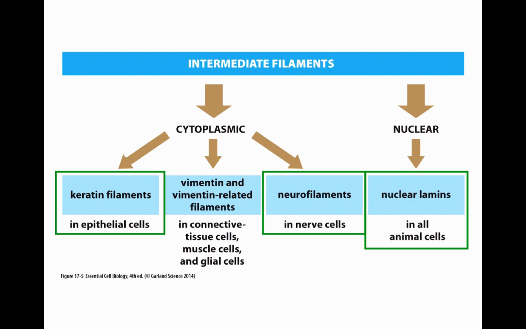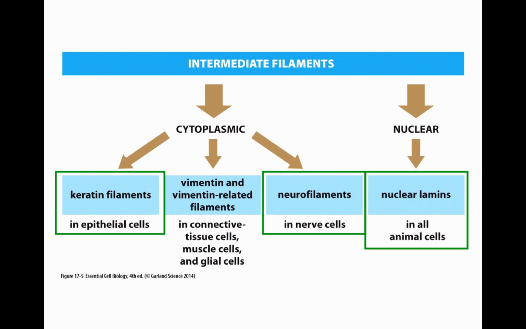The nuclear intermediate filaments are going to be the nuclear lamins, and those are present in all cells. They are the molecules that are going to give the structure to the nucleus. But you also have cytoplasmic intermediate filaments, and those are going to change depending on the cell. We're going to be looking at epithelial cells, and there you're going to have keratin.